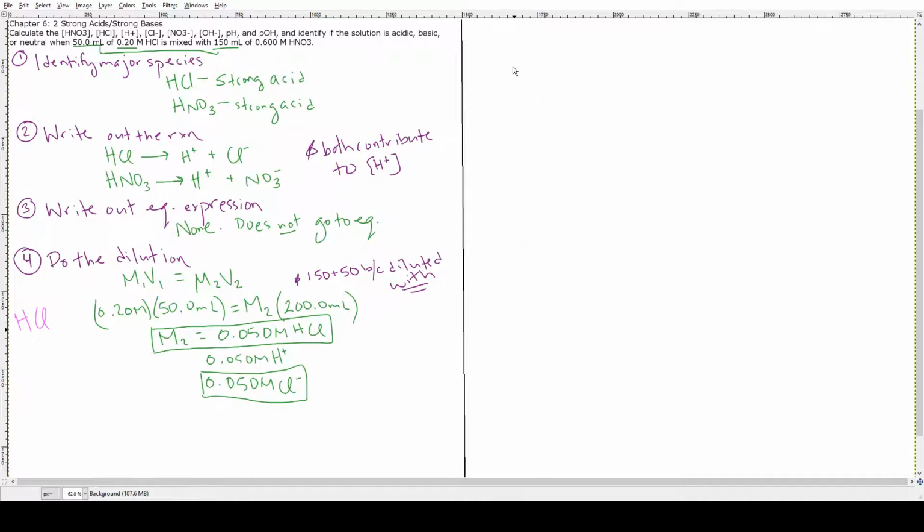Okay, so now let's do the same thing except for nitric acid. So let's get our other color. You might see my ghost mouse moving around. That's because I'm switching colors on an invisible window. Okay, so get back to green. Okay, so now we have, again, M1V1 equals M2V2.